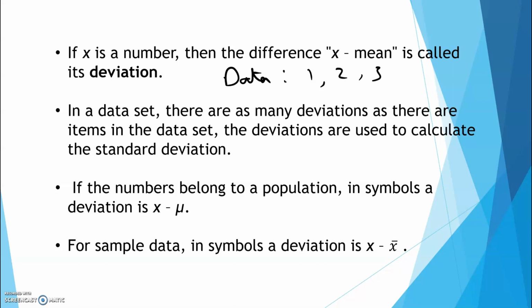Now, this is just a symbolic difference right here. This is talking about the population mean. This right here is talking about the sample mean, but both of these are the same thing. They're talking about a deviation. It's just whether it came from a population or it came from a sample.